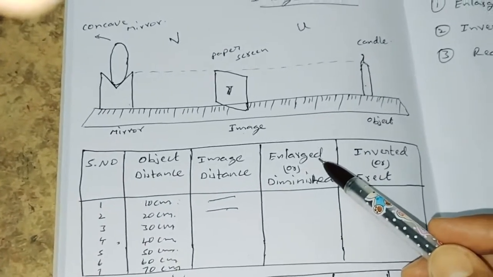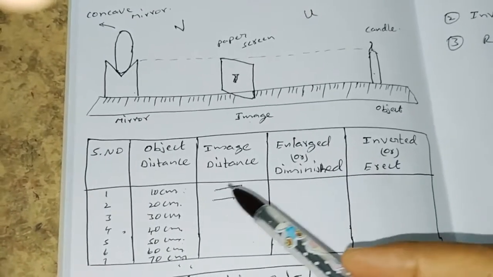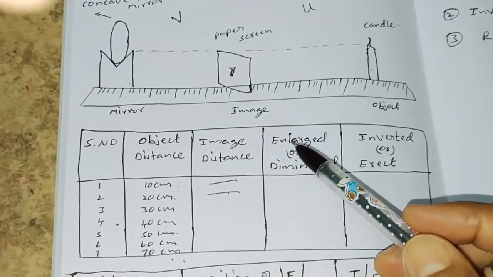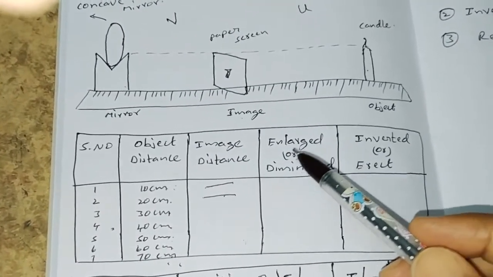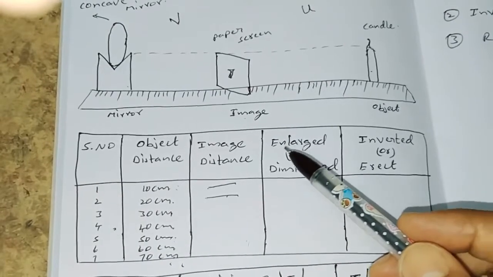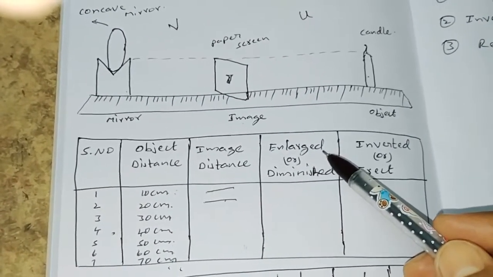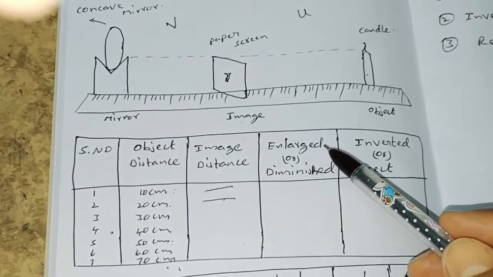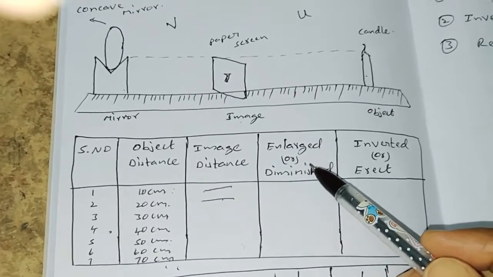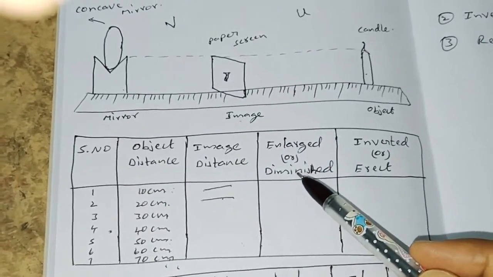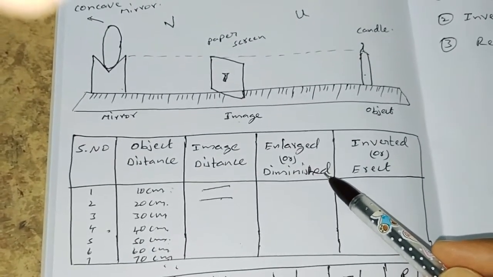Next, you have to analyze the types of images. For some distances, you may get an enlarged or magnified image. What is meant by an enlarged or magnified image? If the image size is greater than the real object, then that image is called an enlarged image. If the image size is smaller than the real object, then that image is called a diminished image.